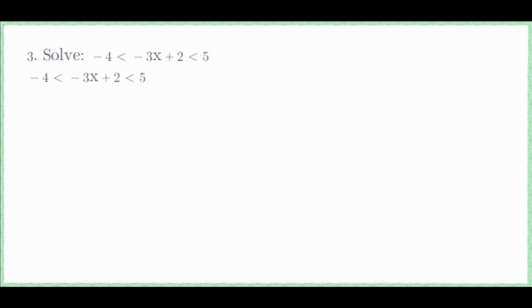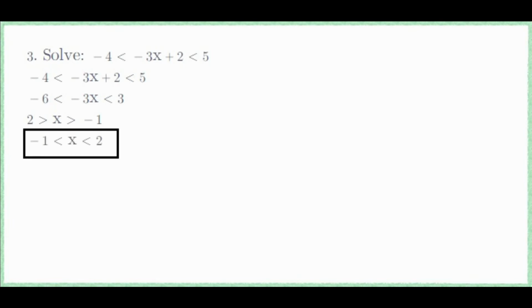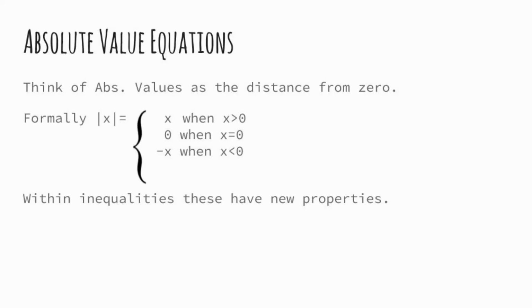Again, on this problem, we're going to subtract 2 from all 3 of the sections. So we get negative 6 is less than negative 3x is less than 3. And again, since we're dividing by a negative number, we want to flip the signs, so we have 2 is greater than x is greater than negative 1. And again, to write in a more normal-looking form, we're going to write negative 1 is less than x is less than 2.